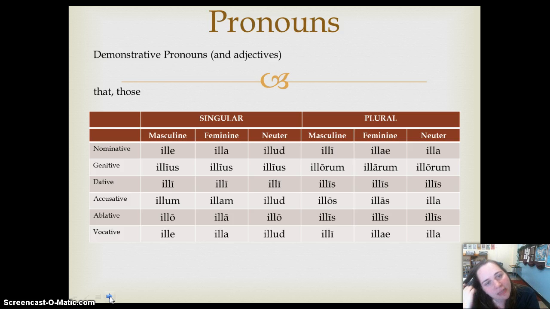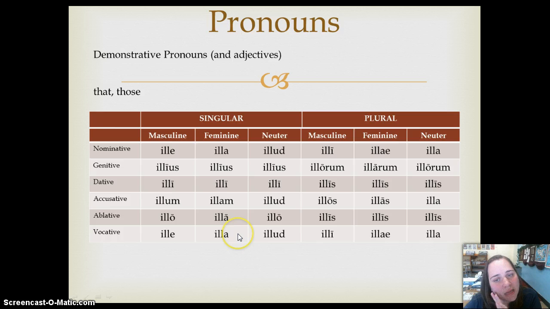The demonstrative pronouns can be used as pronouns or as adjectives, okay? So you can say ille, that man, or you can say ille liber, that book, okay? Ille, illa, illud translates as that or those.